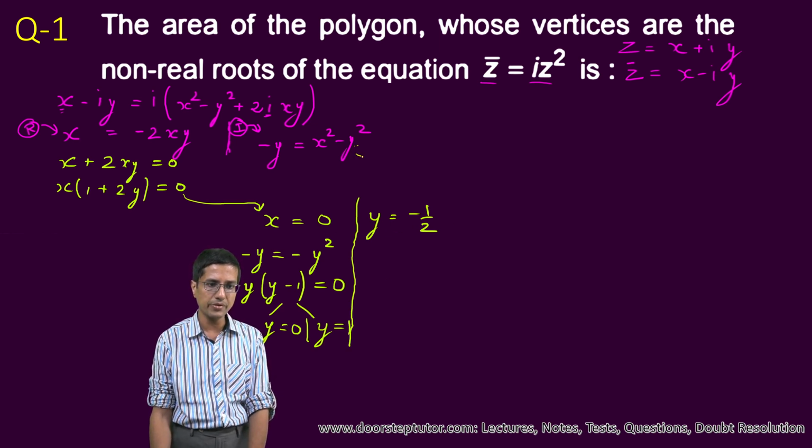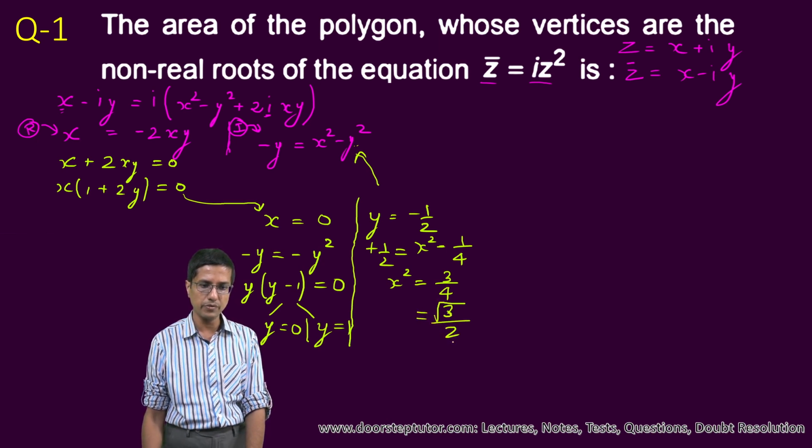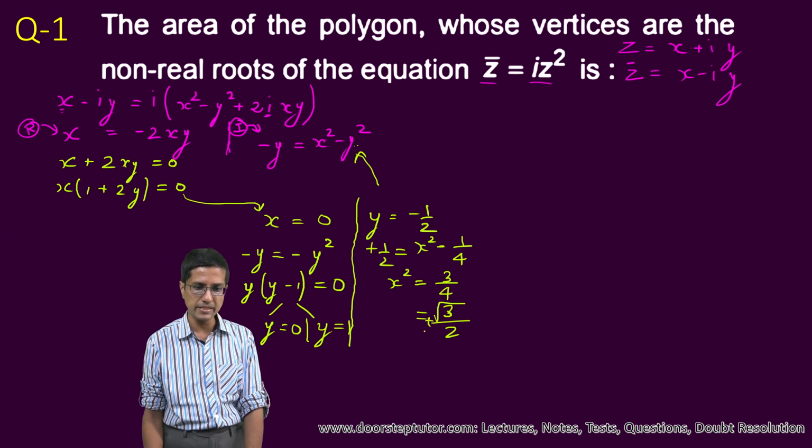So again I substitute in the imaginary portion. So this becomes -half is equal to x square, and this becomes -1/4. So what do we get? X square is equal to, this is +half, sorry, because y is -half, so minus becomes plus. This goes to the other side, this becomes 3/4, or x becomes √3/2. Of course there is a plus minus here. So those are the two solutions.